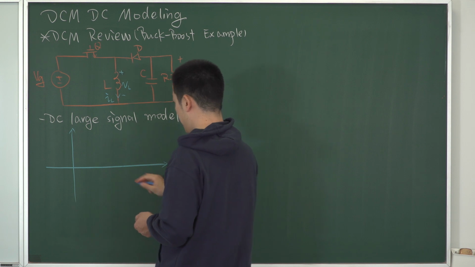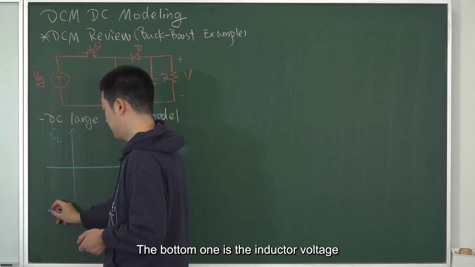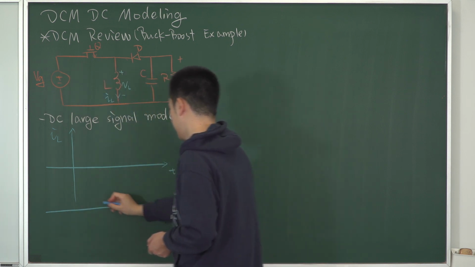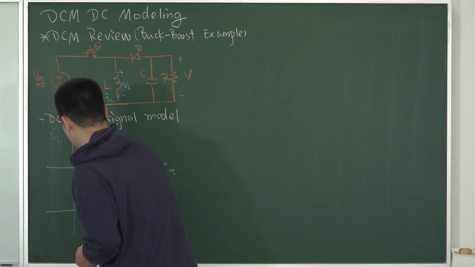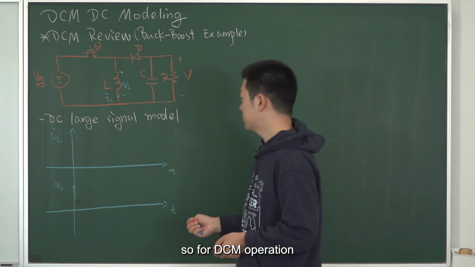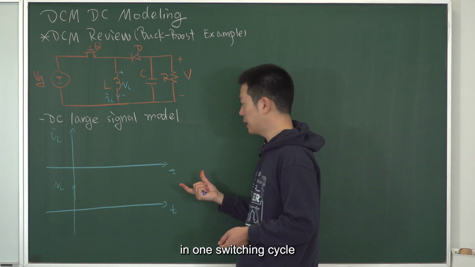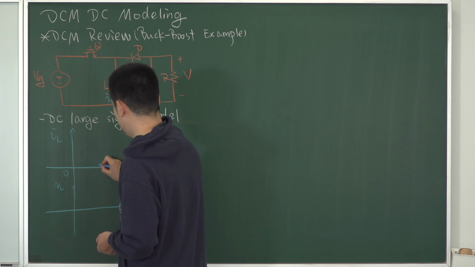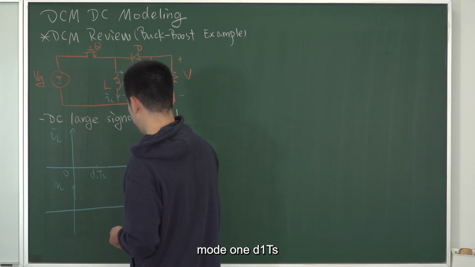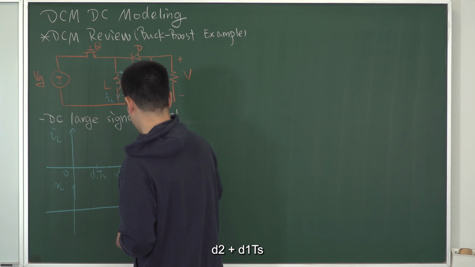In the time domain, the top one is the inductor current and the bottom one is the inductor voltage. For DCM operation, there are 3 segments in one switching cycle. Suppose here is 0. Here is mode 1, D1 TS, and here is mode 2, D2 plus D1 TS. Here is TS.